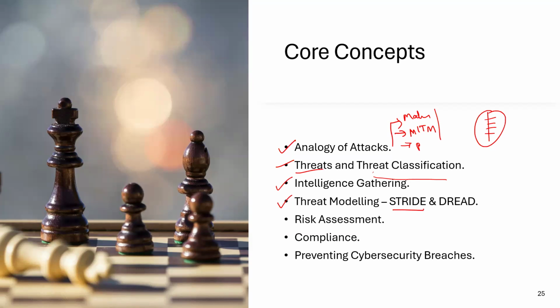So there is STRIDE, DREAD, and there's this new one called PASTA. These are all the new threat modeling. So what does threat modeling mean? It's basically, you can say, these different frameworks.